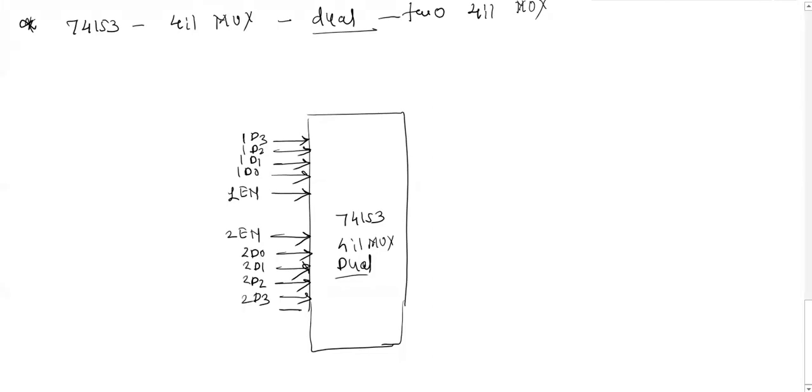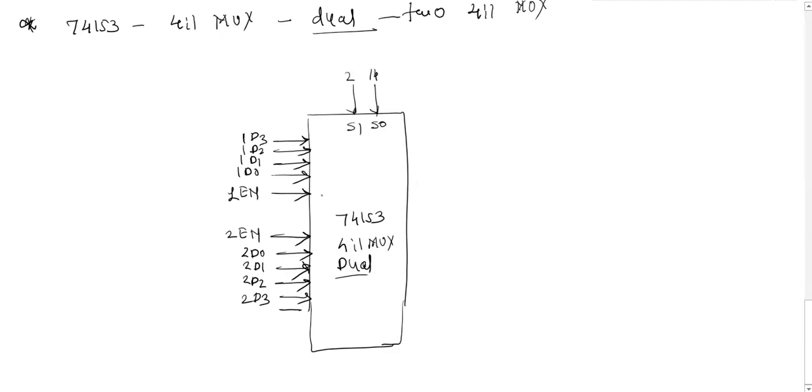Now along with the data inputs and the enable inputs, we have the select line inputs. The common select lines are used in both 4:1 multiplexers in the 74153, and these common inputs are A and B, or you can say S0 and S1. The S0 is connected to pin number 14, S1 is connected to pin number 2.